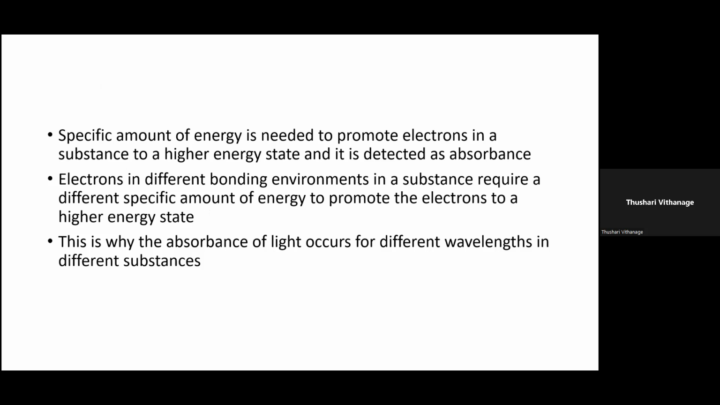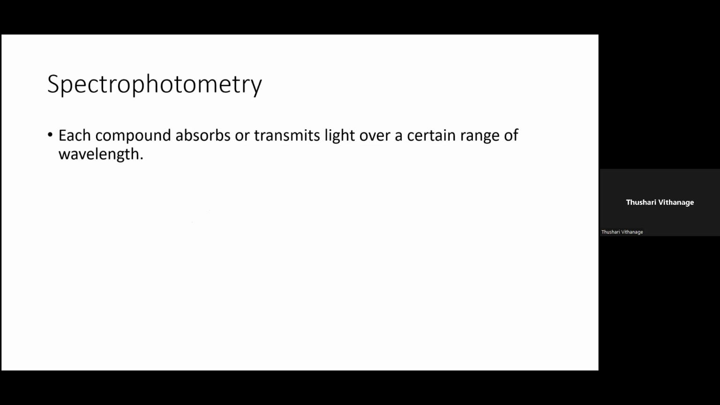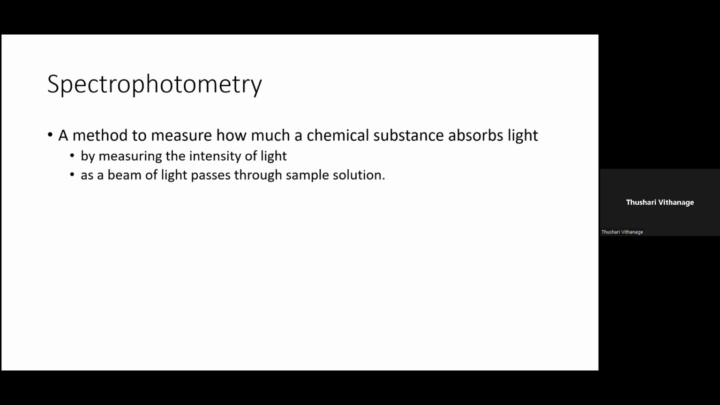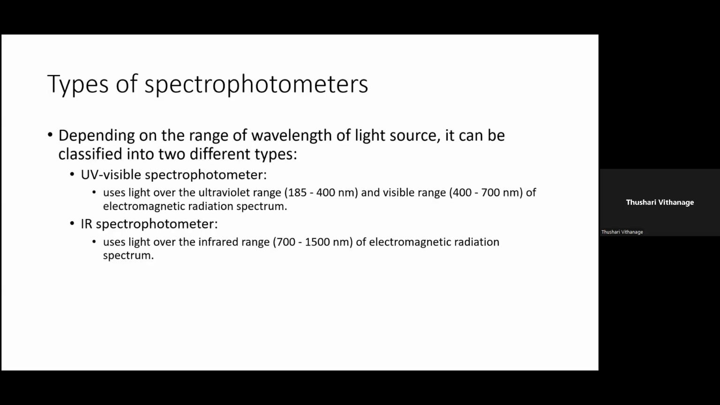That is why the absorbance of light occurs for different wavelengths in different substances. So, in spectrophotometry, we use the method that each compound absorbs or transmits light over a certain range of wavelength. It's a method to measure how much a chemical substance can absorb light by measuring the intensity of light as a beam of light passes through the sample solution.